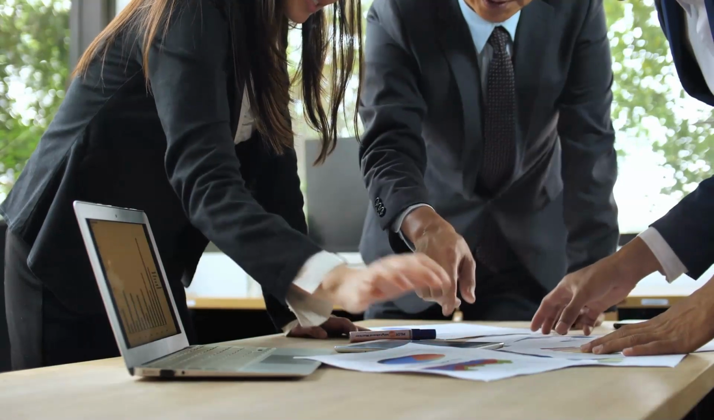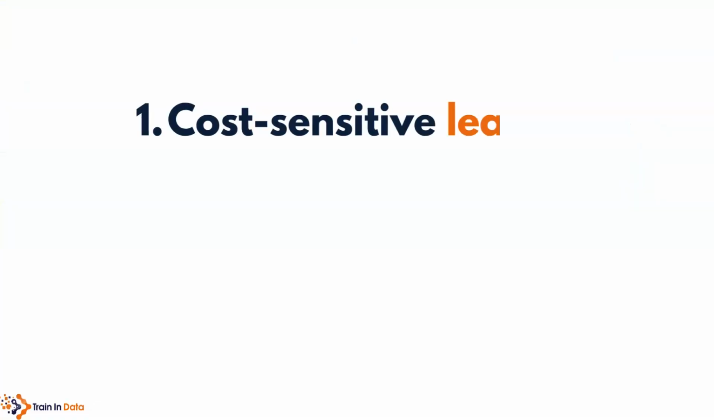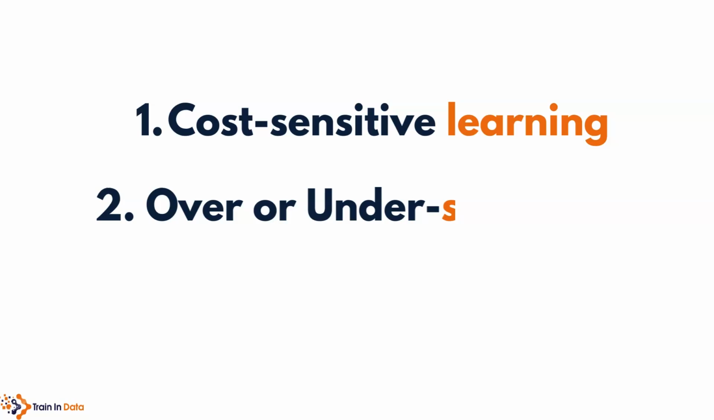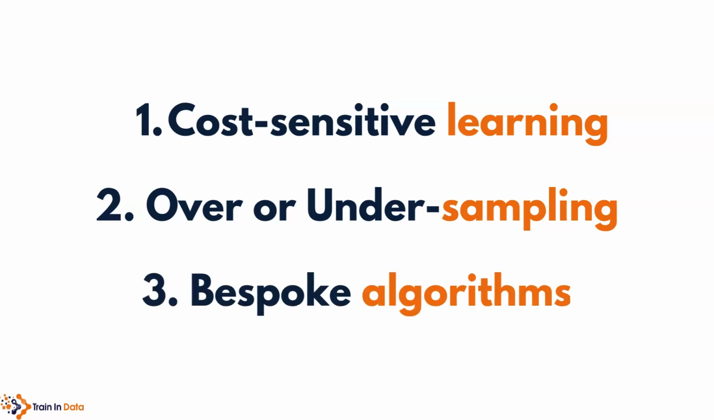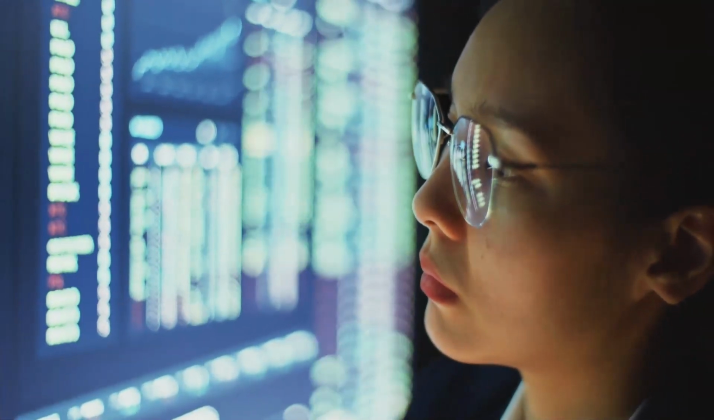There are three main strategies that have been used to tackle imbalanced data. The first one is introducing cost-sensitive learning. The second one consists in manipulating the training dataset through over or undersampling. And the third strategy involves using bespoke algorithms that have been designed to work with imbalanced data. And in this course, we will explore all of these strategies in detail.